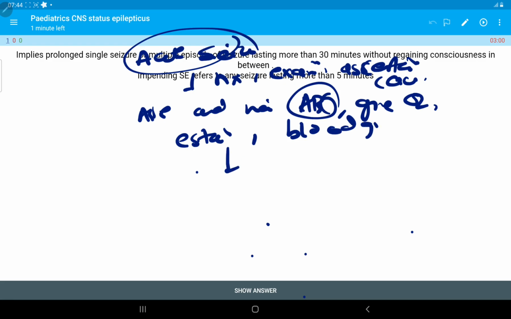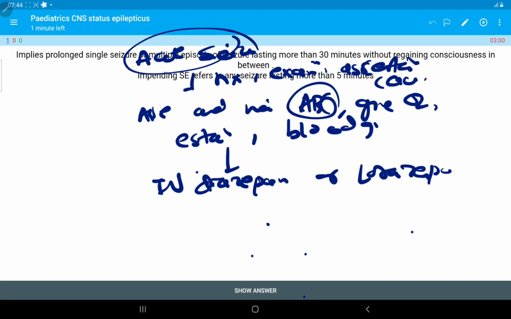After that, if the seizure continues, then we have to give IV diazepam. This is the first line antiepileptic drug. If this works, then we can give a maintenance dose. If it does not work, then we can give the next drug if the seizure continues for 10 minutes.